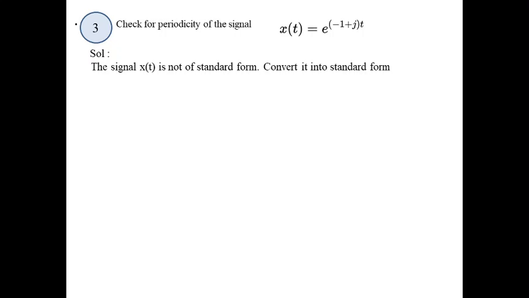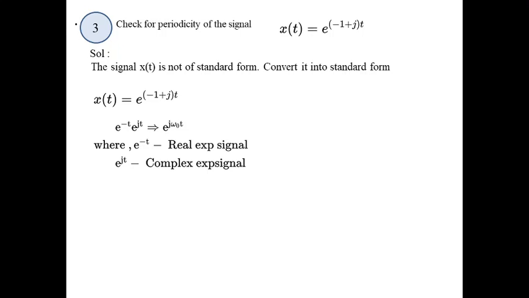So how can that be done? x of t equal to e power of minus 1 plus j into t. Just simplify: e power minus t into e power jt, right? Which is equivalent to e power j omega naught t. This e power minus t is nothing but a real exponential signal, and this is going to be a complex exponential signal. So just compare this complex exponential with e power j omega naught t, right?